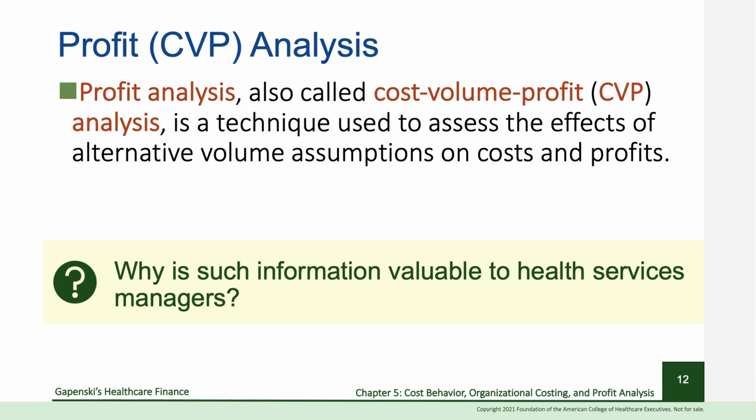Let's look at profit and CVP analysis. Profit analysis is also called cost, volume, and profit, so CVP analysis, and it is a technique that is used to assess the effects of alternative volume assumptions. You look at what happens at a volume of 70,000 visits, or 75,000 visits, or 80,000 visits, on the cost as well as your profit. So, why is such information valuable to health services managers?